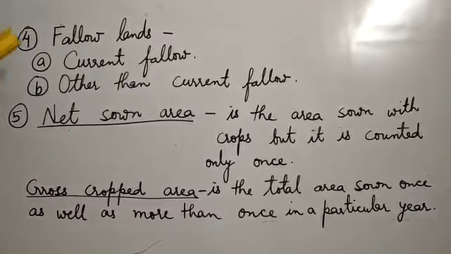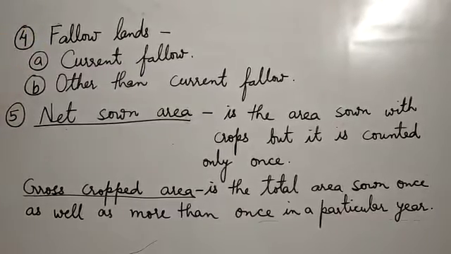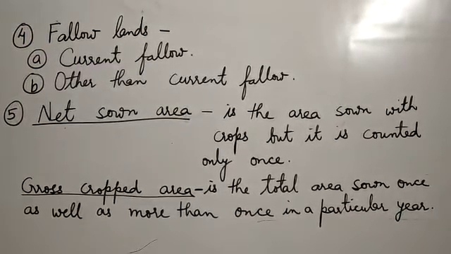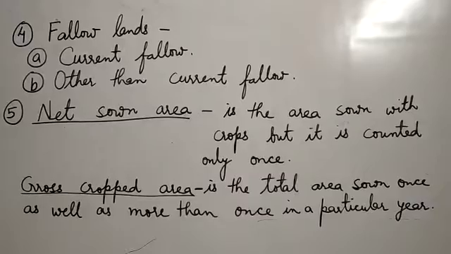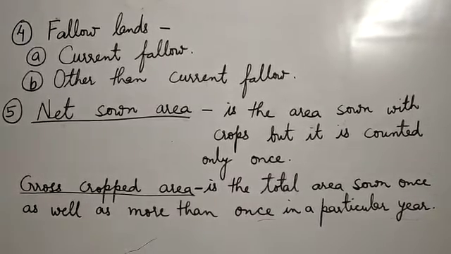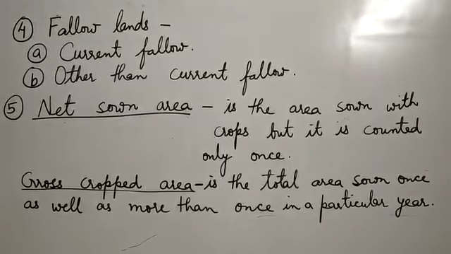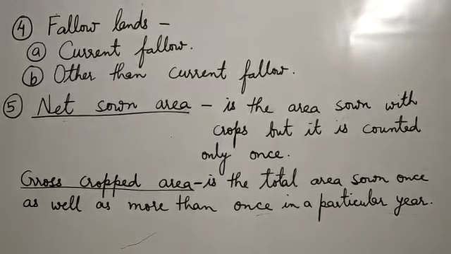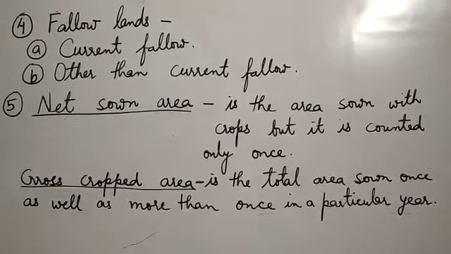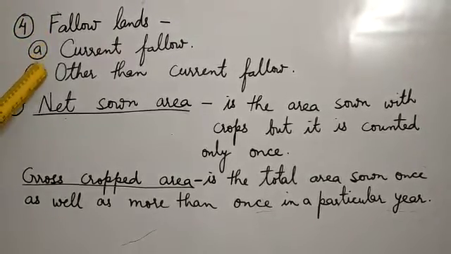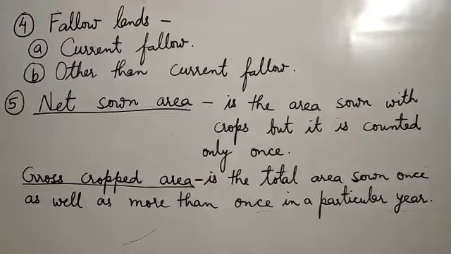The next utilization of land resource is fallow land. Now what is fallow land? The land which is left uncultivated. There can be various reasons why the land is left uncultivated. It can be so that the soil can retain back its nutrients. There can be two types of fallow land, current fallow and other than current fallow.